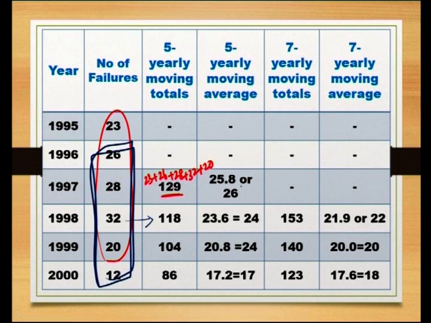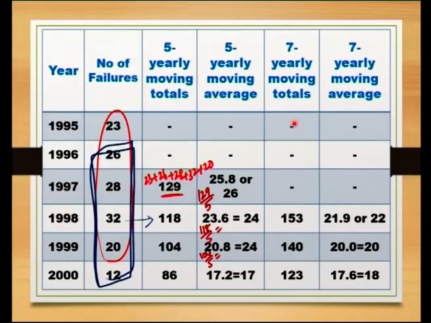Then 5-yearly moving averages. 5-yearly moving averages are calculated as 129 divided by 5. 129 by 5 gives you 25.8 or 26. Similarly, this 118 by 5 gives you 23.6 or 24. Similarly, here 104 by 5. So the 5-yearly moving averages are 26, 24, 24, 17, etc. This is how 5-yearly moving averages are calculated.